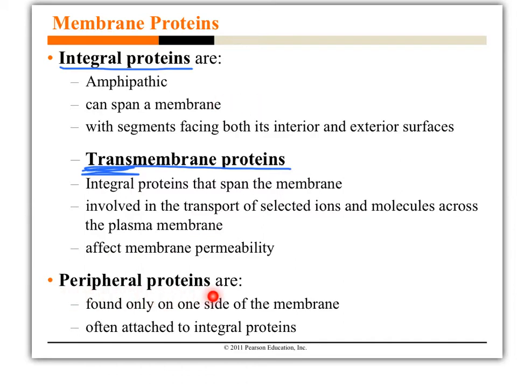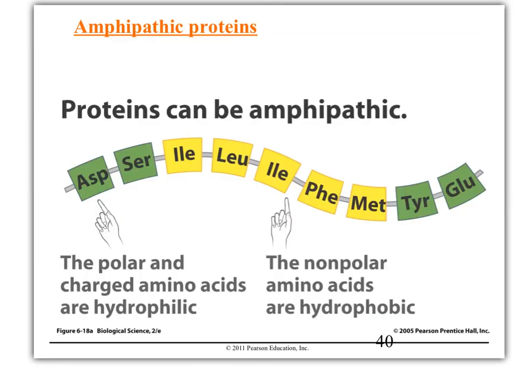So integral proteins are by definition amphipathic, they span the membrane. What about peripheral proteins? Those guys are ones that are found on only one side of the membrane. Sometimes they're attached to an integral membrane protein and sometimes they're not, but they only face one way. Amphipathic proteins, so what would this kind be? Would this be peripheral or would it be integral? Usually integral. Okay.